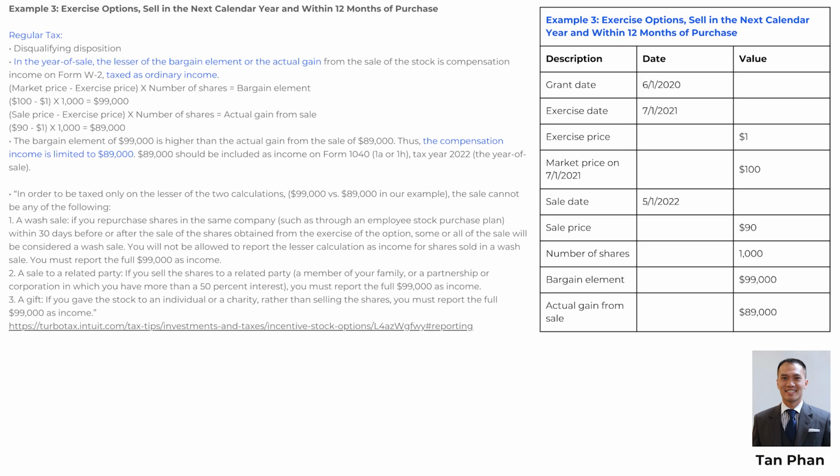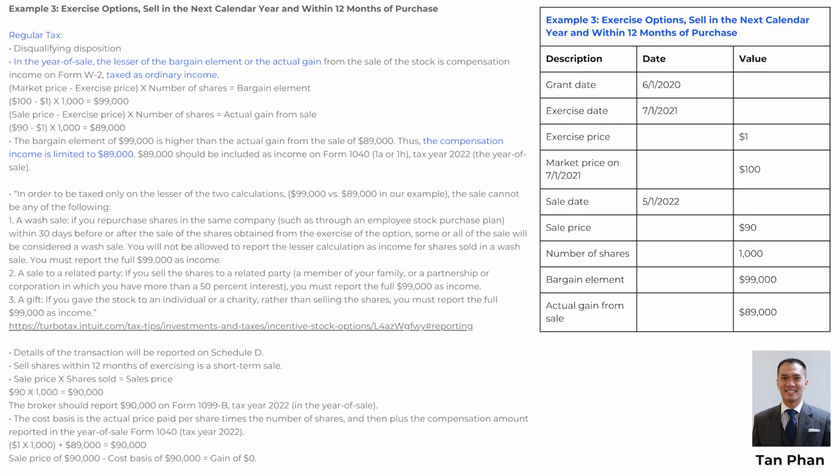2. A sale to a related party. If you sell the shares to a related party, a member of your family, or a partnership or corporation in which you have more than a 50% interest, you must report the full $99,000 as income. 3. A gift. If you gave the stock to an individual or a charity, rather than selling the shares, you must report the full $99,000 as income. Details of the transaction will be reported on Schedule D.